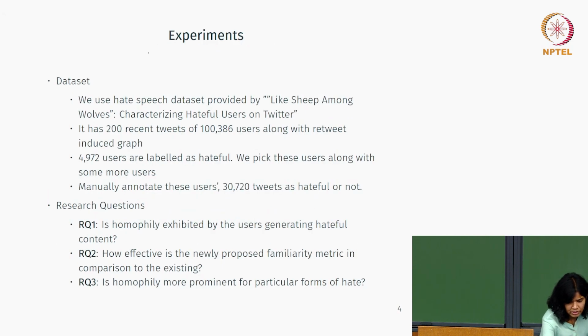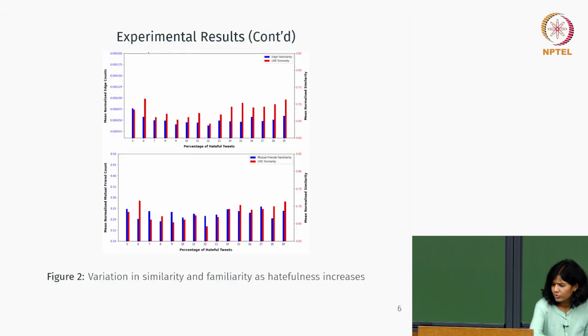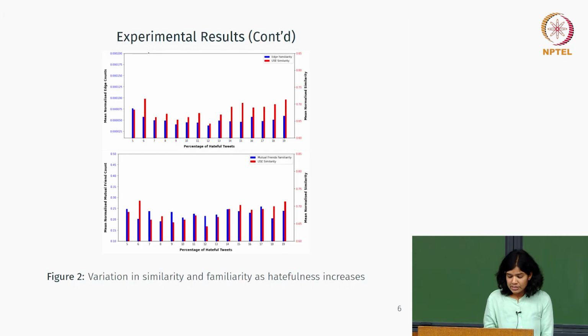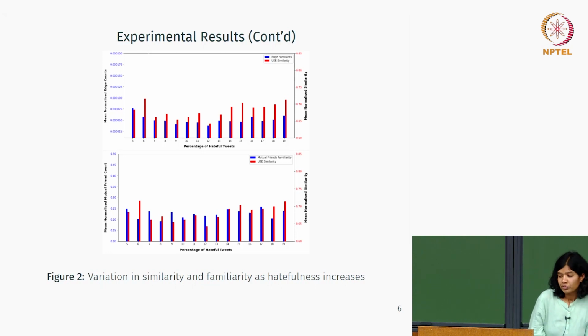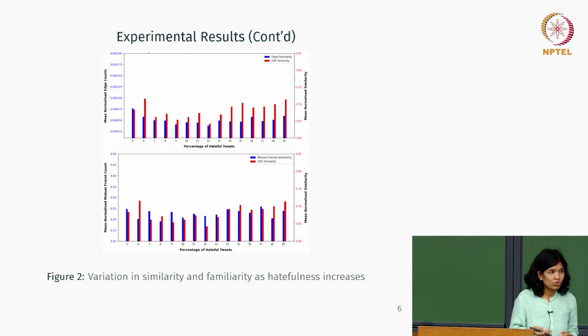Okay, so this is again the same data set, the same plot. What we're saying is that we have defined a new way of capturing familiarity. Does it work better? Who says? We need to validate it.